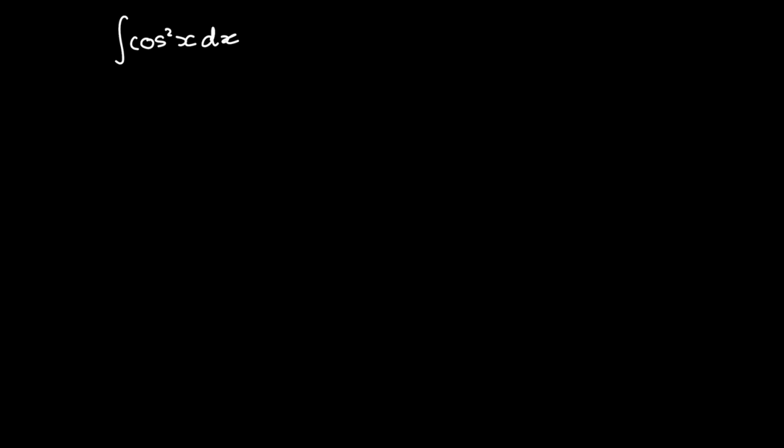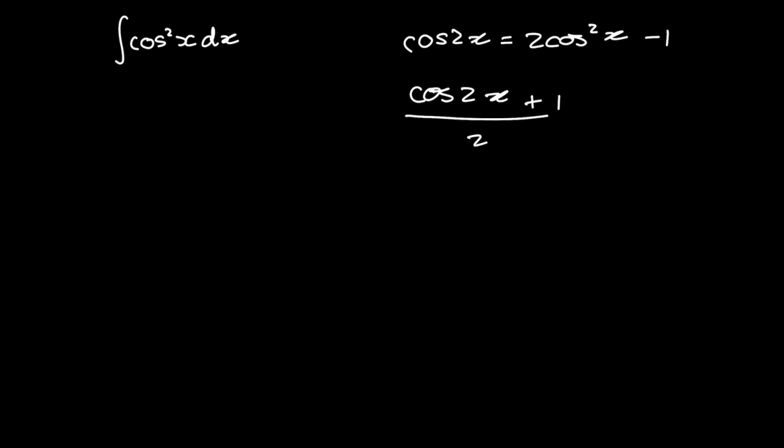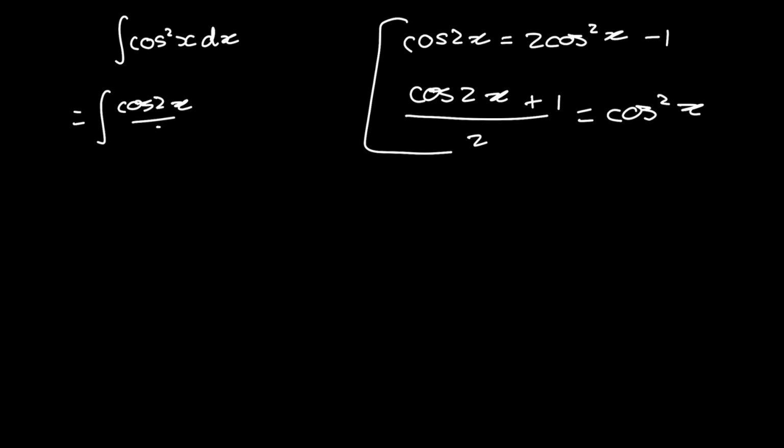So the first thing that we need to do is use or remanipulate an identity that involves cosine squared of x. The identity I'm talking about is cosine of 2x is equal to 2 cosine squared of x minus 1. But now we need cosine squared of x isolated. So we have cosine of 2x plus 1, taking the negative 1 across, divided by 2 is equal to cosine squared of x. So what that means is that we can now express our integral as such: the integral of cosine of 2x over 2 plus 1 over 2 dx.